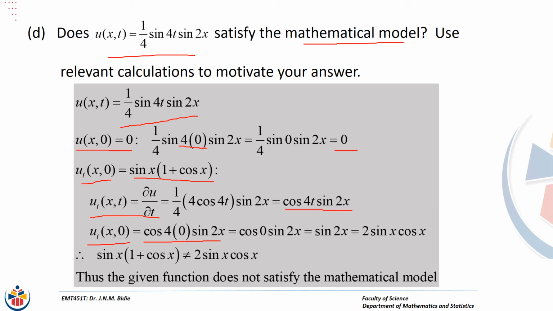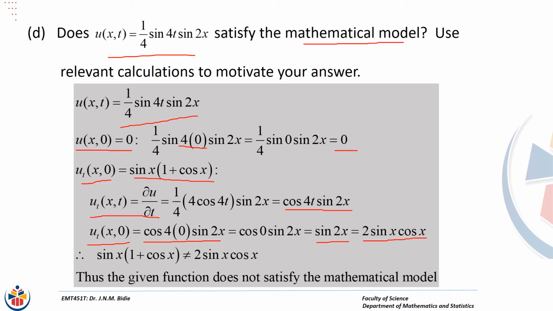So we've got cos 0 sine 2x, and we know cos 0 is equal to 1. You can check that from your calculators, and that gives us sine 2x. According to the trig identities, this is just equal to 2 sine x cos x.